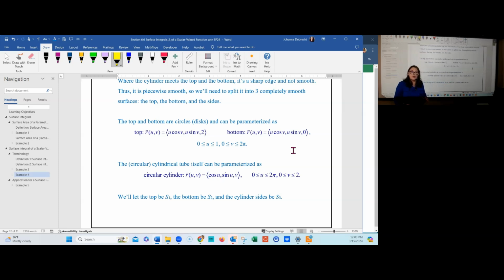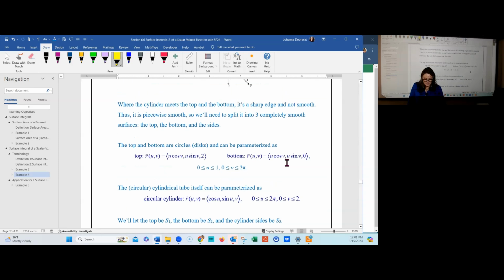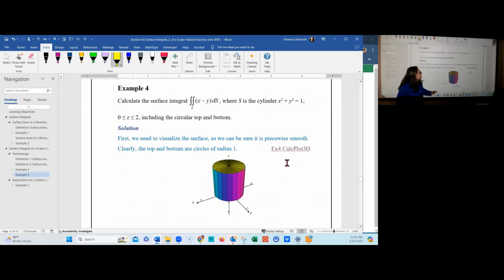What we need to do now is we have a parameterization for each of these surfaces. So we now need to go ahead and compute the cross product, giving us the normal vector. So we need to take the partial with respect to u and v on each of the 3 different parameterizations in order to find that cross product. Then we'll go ahead and parameterize the function. And remember, our function in this case is x minus y.